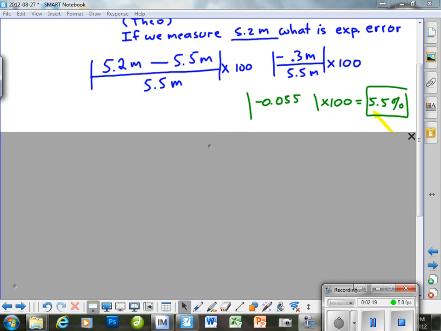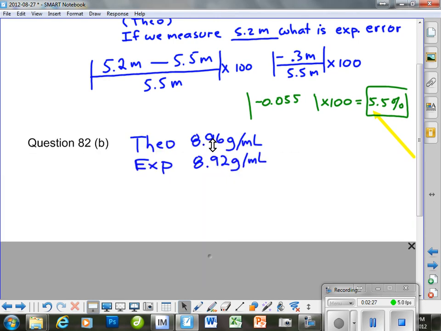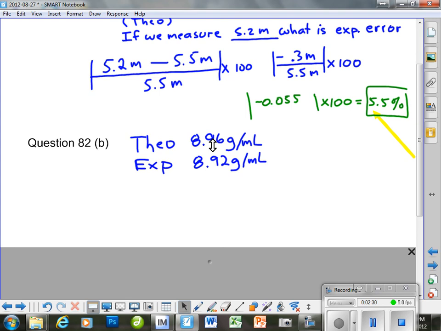And have you noticed that whenever we get our percent of error, there's no unit of measure? Okay, because units of measure will always cancel out. So there's no sense in even putting them in to do the problems.